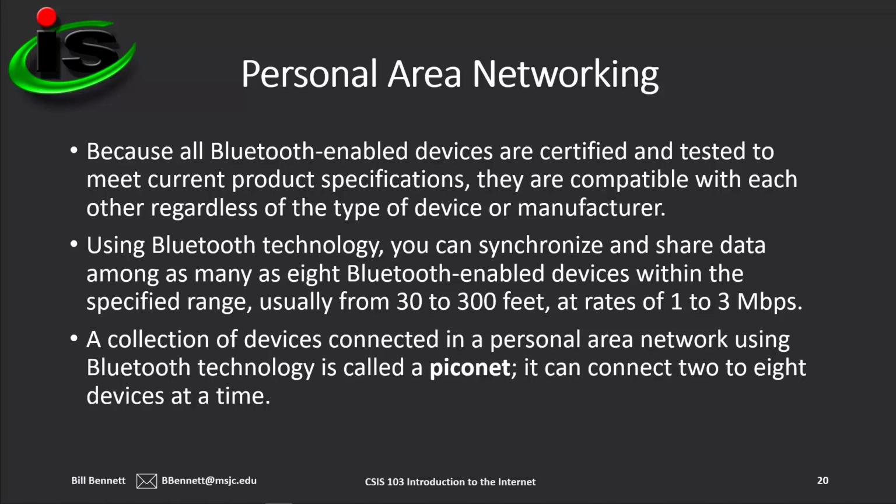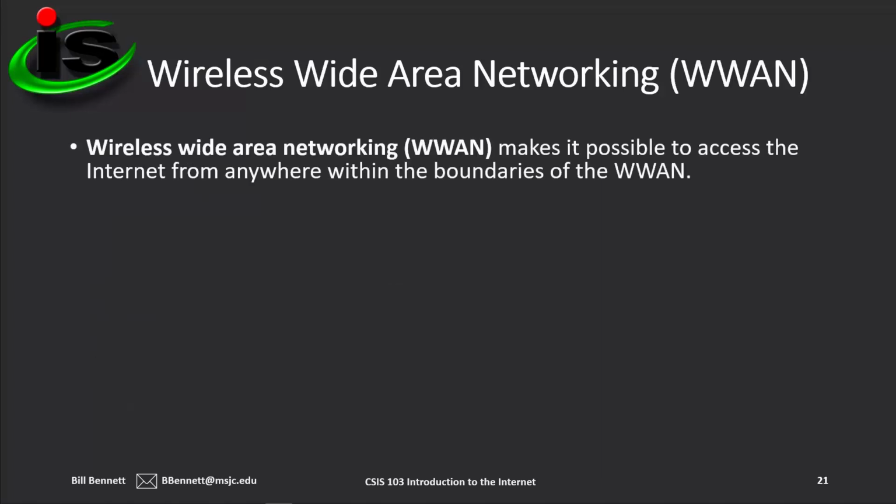Most consumer Bluetooth-enabled devices have a range of about 30 feet and a data transfer rate of approximately 3 megabits per second. Wireless Wide Area Networking, or WWAN, makes it possible to access the Internet from anywhere within the boundaries of the WWAN. As its name implies, a WWAN is a wireless network that provides network coverage to a large geographical area. WWANs provide wireless connections to the Internet using 3G, 4G, or 5G networks created by nationwide cellular phone carriers through radio waves transmitted by communication towers.